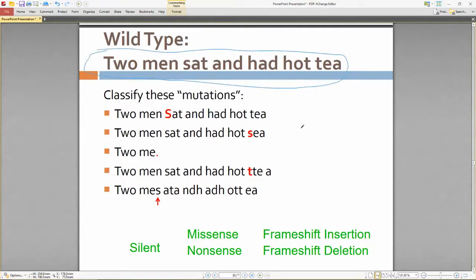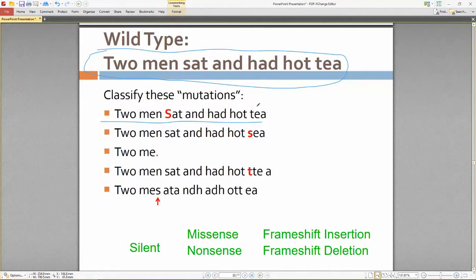So here are some examples. Two men sat and had hot tea. This is your wild type. So this is what your sentence is supposed to look like. Example 1. Two men sat and had hot tea, with a capital S instead of a lowercase s. Does the information in the sentence change? I don't think so. No. So it's still two men sat and had hot tea. Silent.